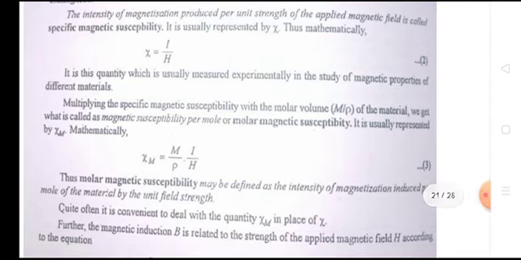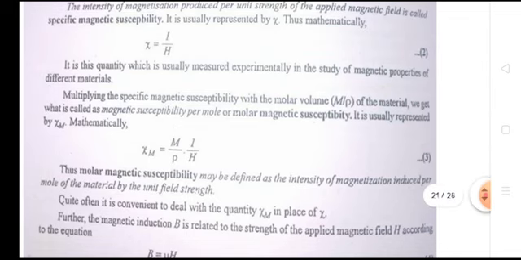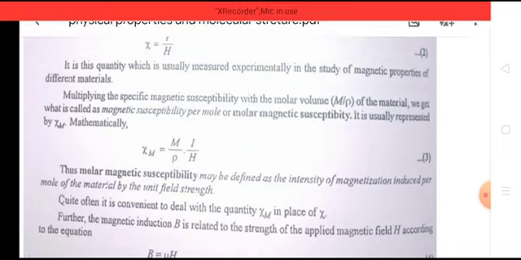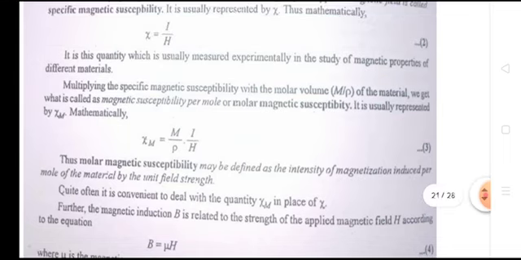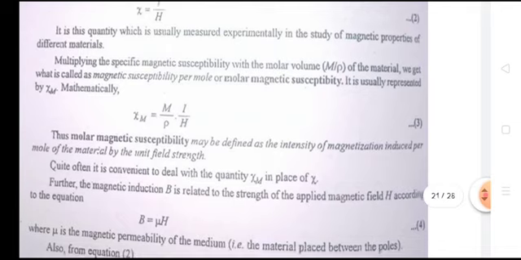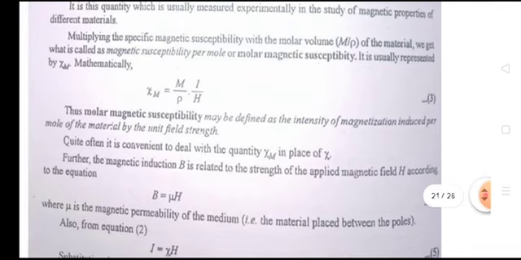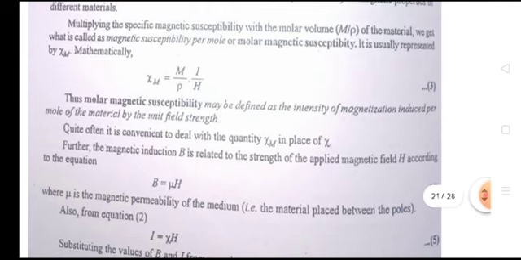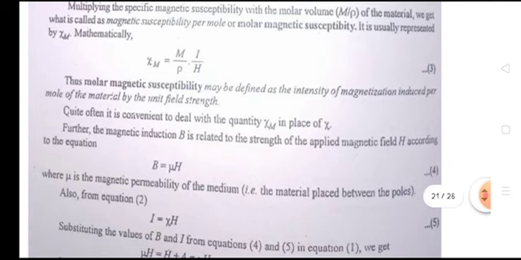It is usually represented by chi, which is equal to I upon H. It is the quantity which is usually measured experimentally in the study of magnetic properties of different materials. Multiplying the specific magnetic susceptibility with the molar volume of the material, we get what is called the magnetic susceptibility per mole or molar magnetic susceptibility.